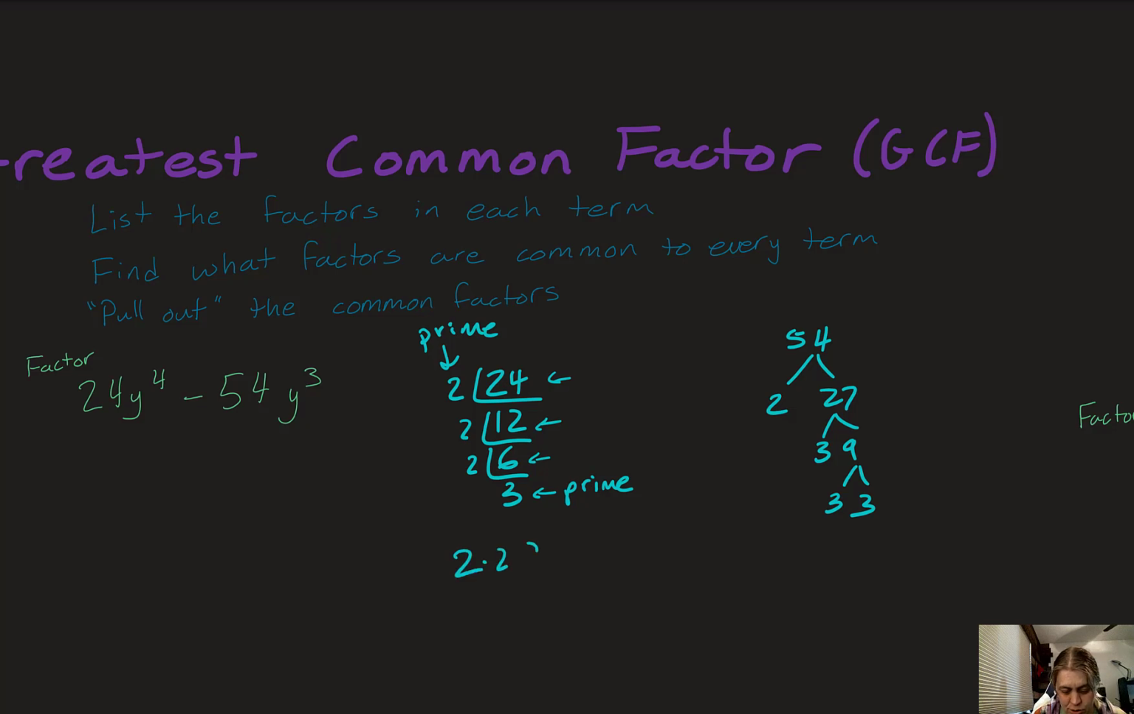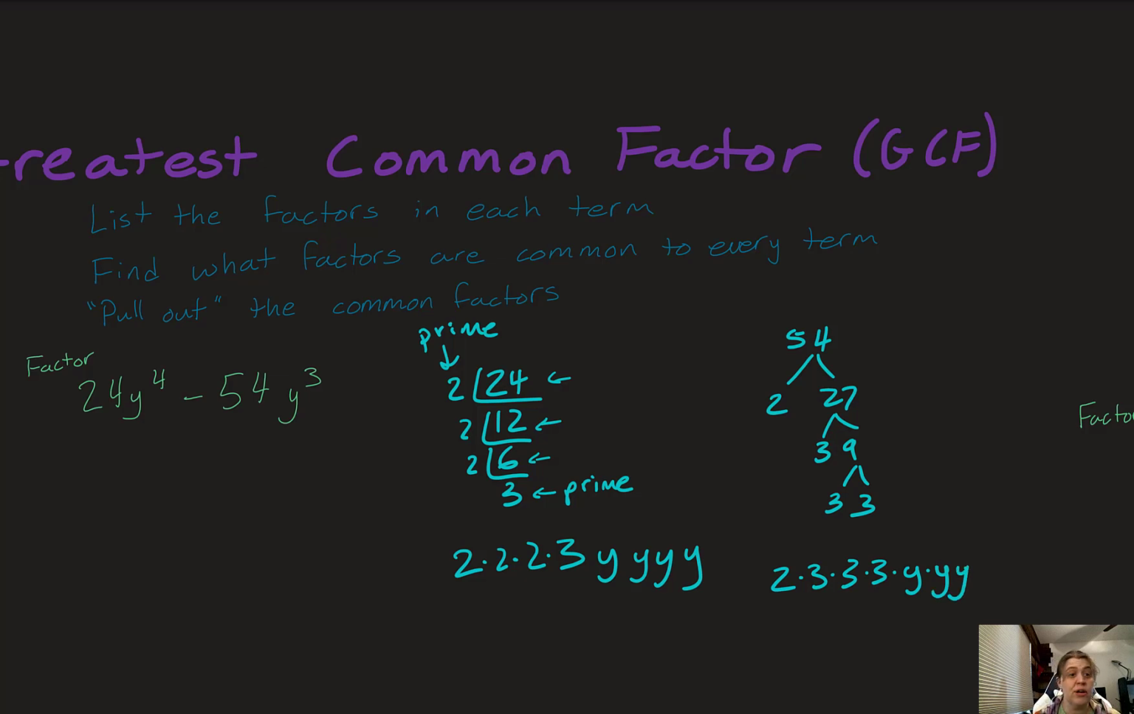All right, so we're going to list these guys out. I've got a 2 times a 2 times a 2 times a 3, and then I have 4 y's: 1, 2, 3, 4. And then over here with 54, we have 2 times 3 times 3 times 3, and 3 y's: 1, 2, 3.